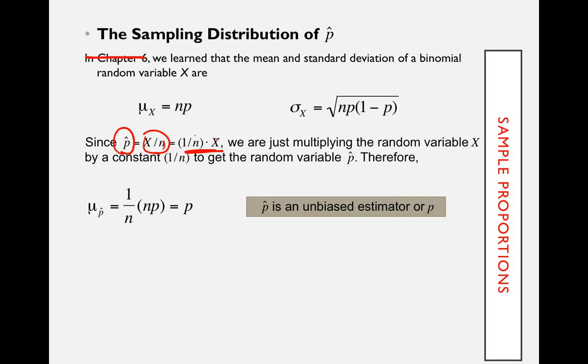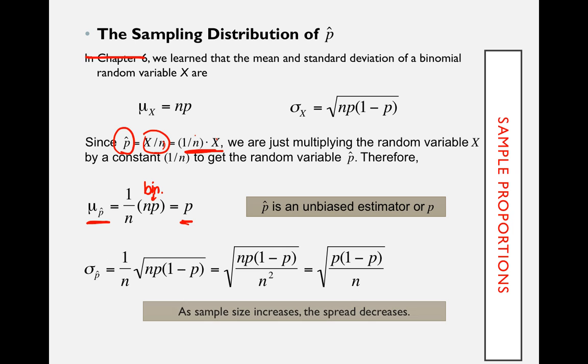If we take 1 over n times that binomial mean of n times p, the 1 over n and the n cancel each other out. That simplifies just to p. So the center of our sampling distribution for proportions, which we denote as mu sub p hat, is just equal to p.